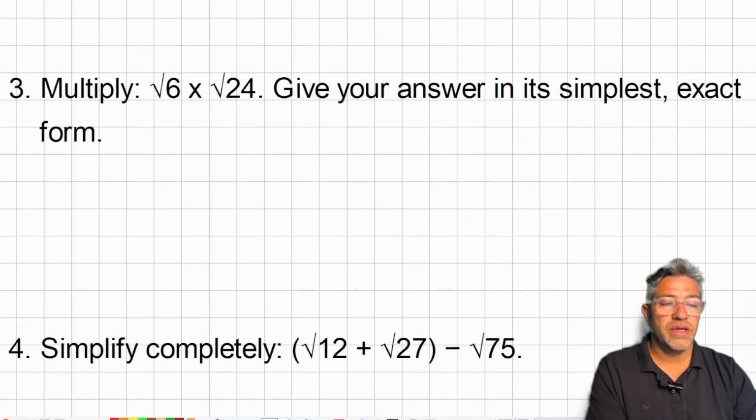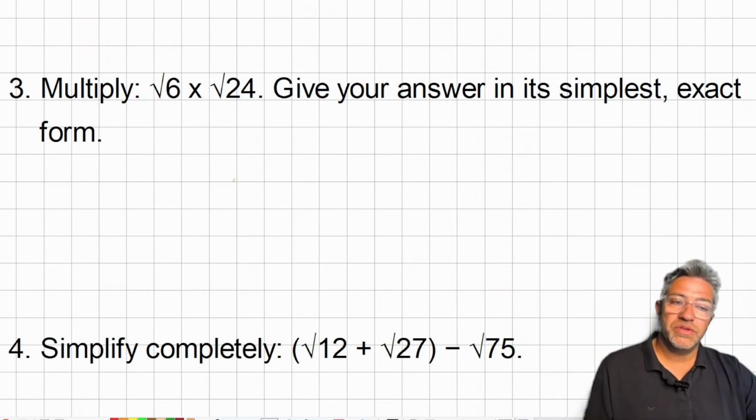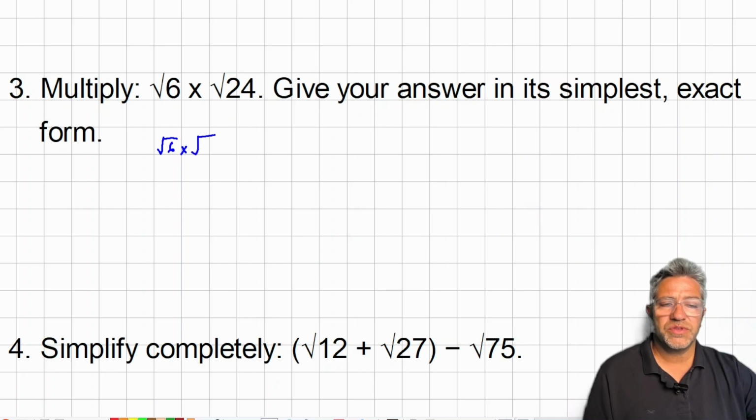Let's look at question 3. Multiply root 6 times root 24. Give your answer in its simplest exact form. Well, root 6 times root 24. 6 times 20 is 120. 6 times 4 is 24. 120 add 24 gives me root 144. Oh, 12. A very straightforward question, but calling upon your knowledge of tables and roots and our number system.